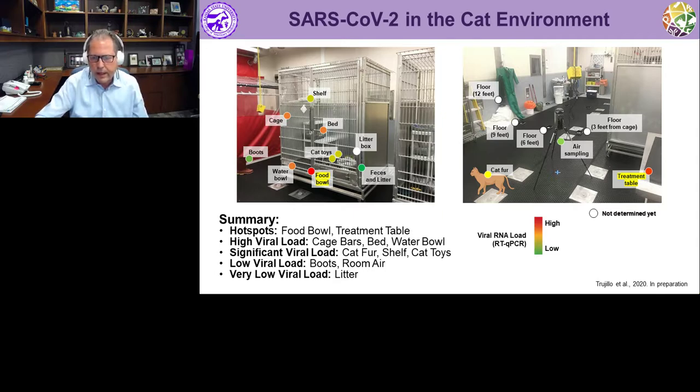And viral RNA load is shown from green low to red high. And this is a summary here. Hotspots we found are the food bowls and the treatment table. We find still very high loads in cage bars, in the bed where the animals sleep, in the water bowl, and significant viral RNA load on cat fur, on the shelf, on the cat toys, and less viral load in boots, room air, and in the litter.